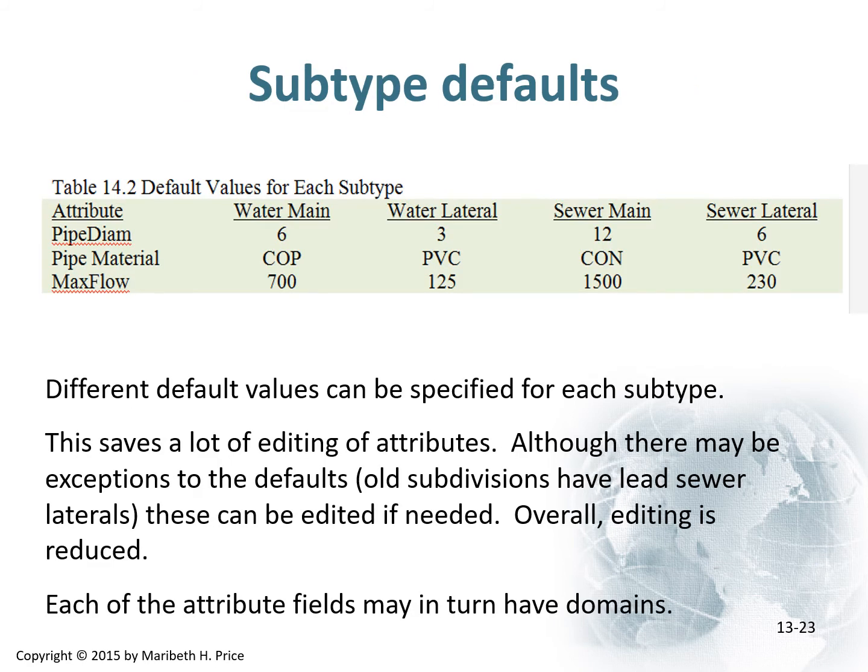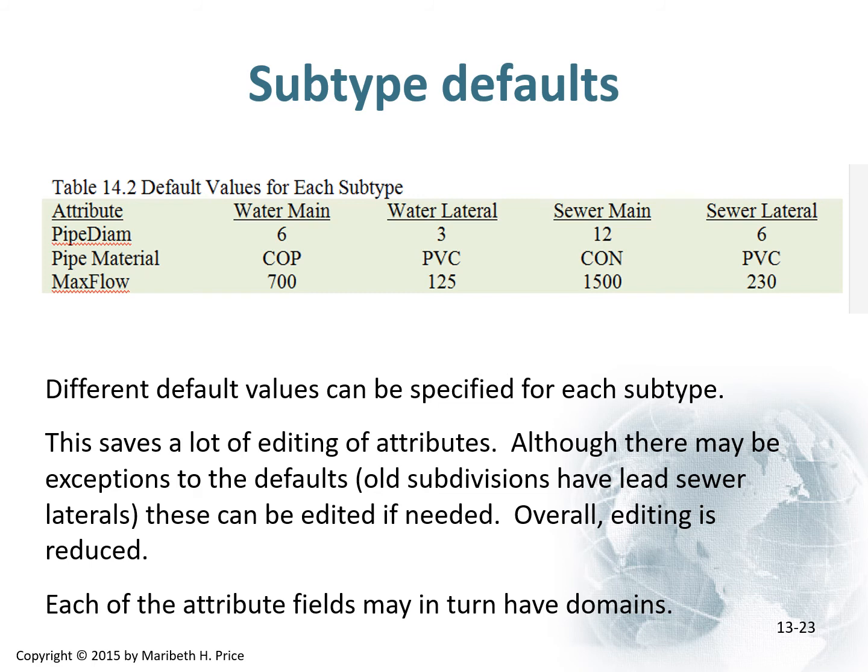So what are some of the defaults, for example? Different default values can be specified for each subtype. This saves a lot of time in editing because it just automatically populates it, although there may be exceptions to the defaults. For example, old subdivisions have lead sewer laterals. If you need to go in and change that, you can, but overall, the amount of editing that you have to do would be significantly reduced.